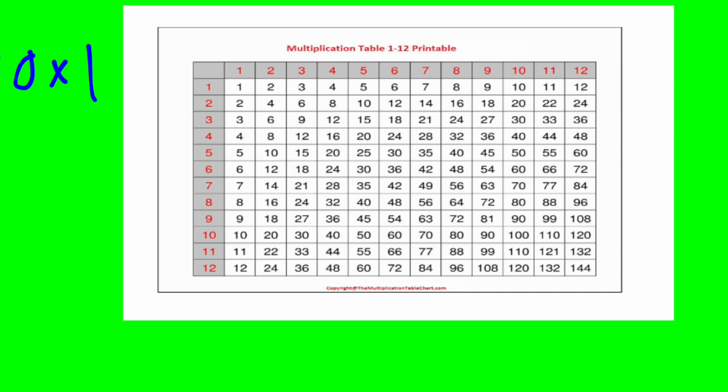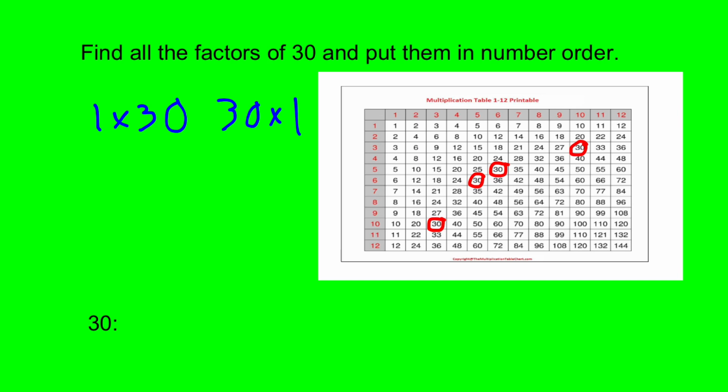I see 30 right here, and a 30 right there. And I see a 30 right here, and a 30 right here. So we have 3 times 10, or 10 times 3. And we have 5 times 6, or 6 times 5.